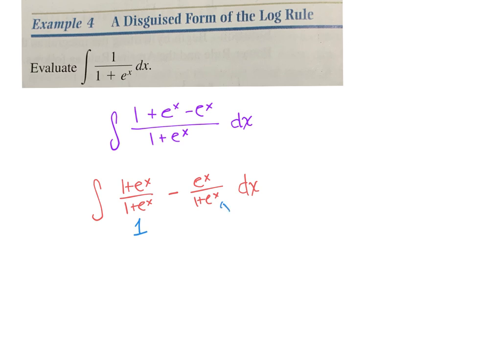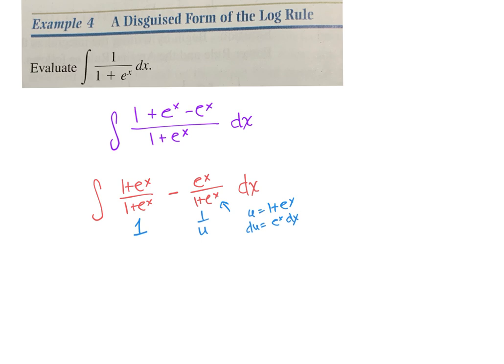And this guy is now a perfect log. My denominator is 1 plus e to the x. My derivative of 1 plus e to the x is e to the x. So I have a perfect log antiderivative here. Does that make sense? So my bottom, my top is my perfect derivative of that. So I can actually just do a natural log here. It's going to be 1 over u.